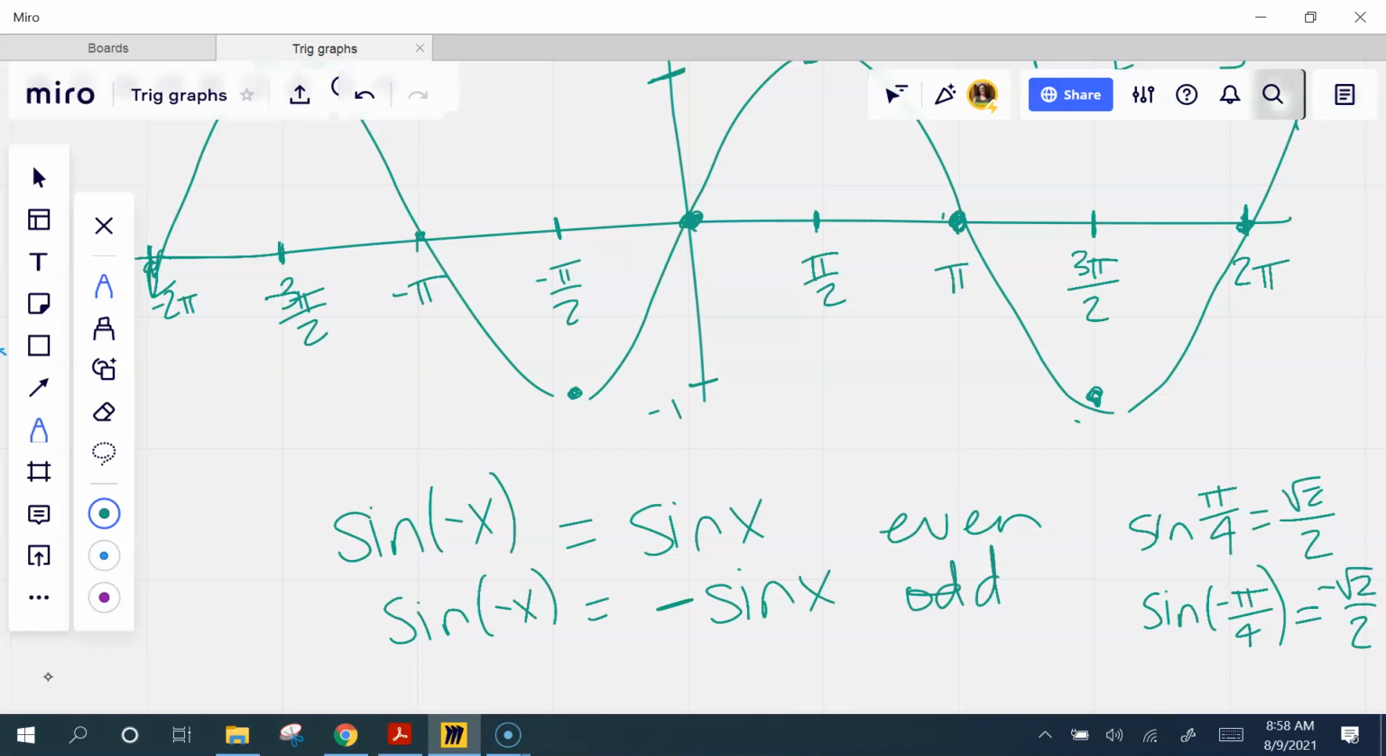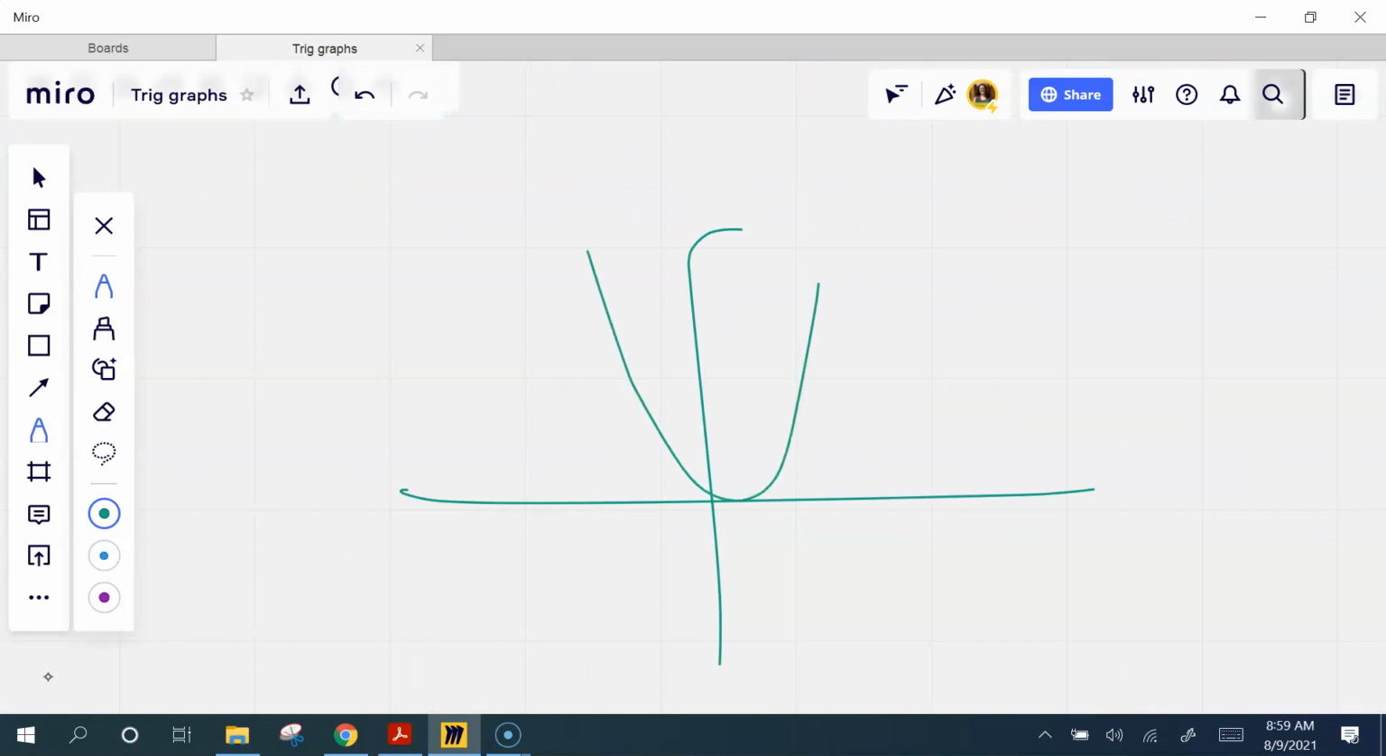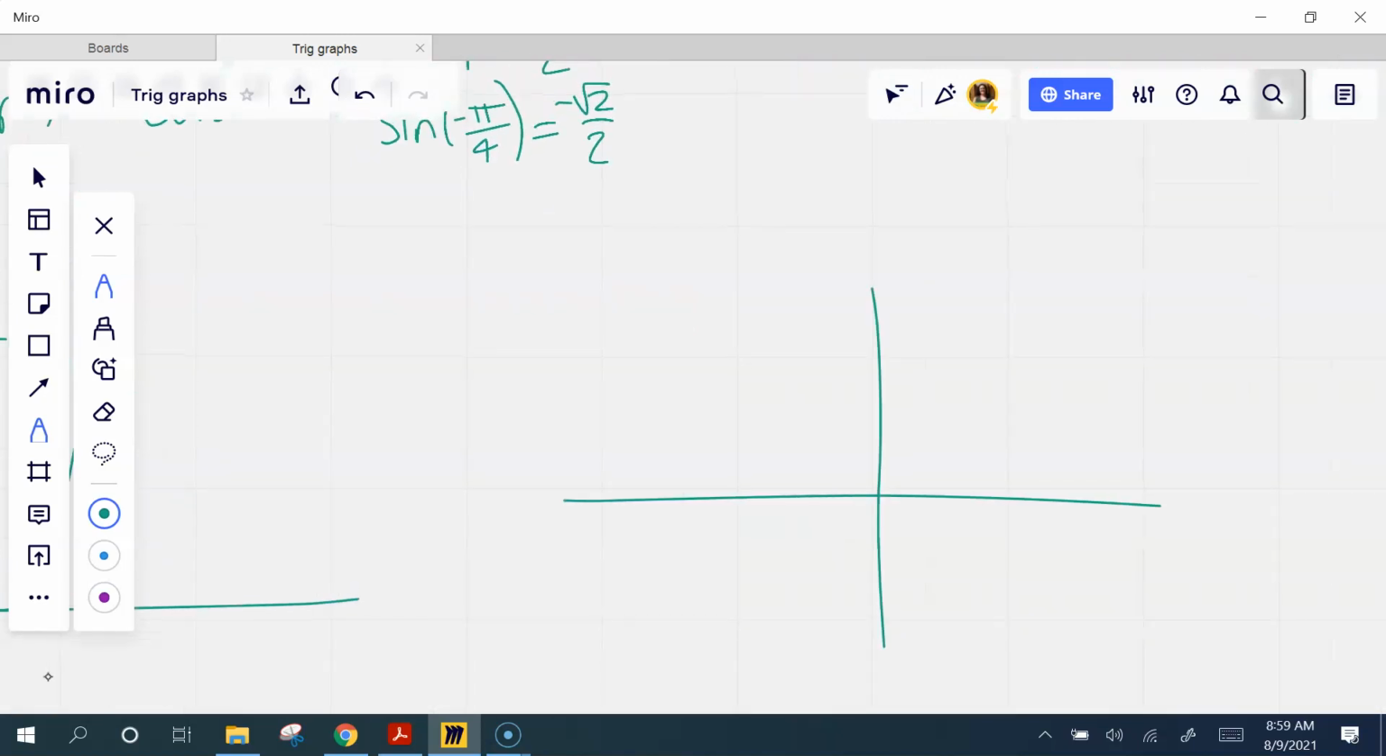You can tell by just looking at the graph. If it's reflective over the y-axis, it's even. If it's symmetrical on both sides, think of a parabola. That's even as long as it's centered on the y-axis. It doesn't have to be around 0, 0, but the vertex has to sit on the y-axis, because that gives it an axis of symmetry of the y-axis. If that's the case, it's even.